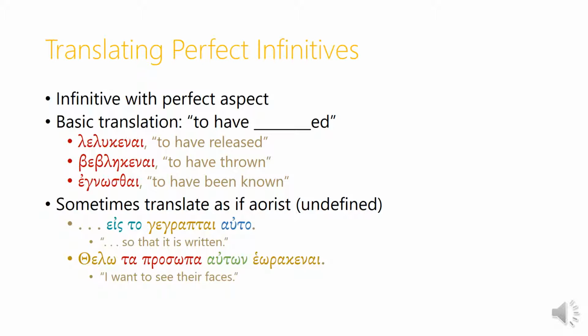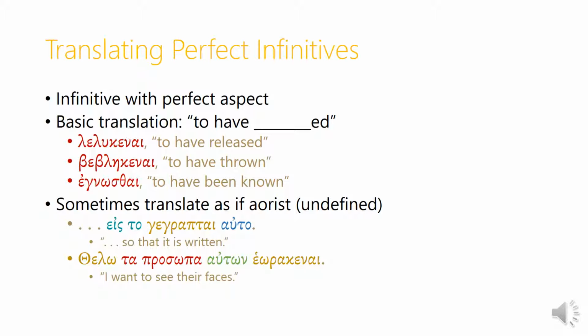How do we translate perfect infinitives? Well, these are regular infinitives. They do everything that other infinitives do. The only difference is that they have the nuance of perfect aspect. And if you remember, that means viewing the action as something that's completed with ongoing effects, ongoing impact.